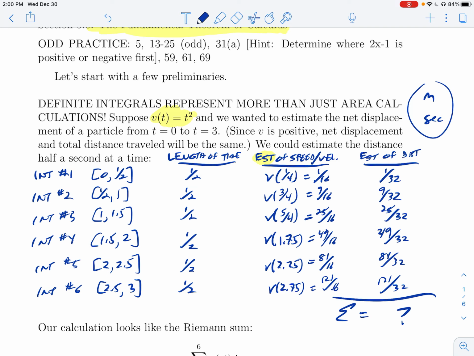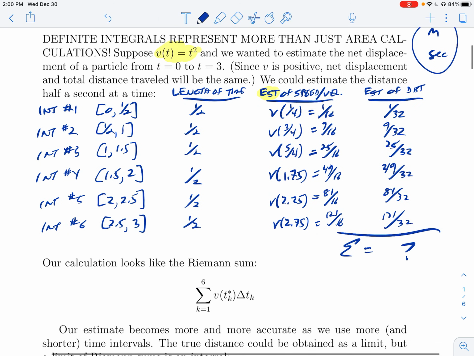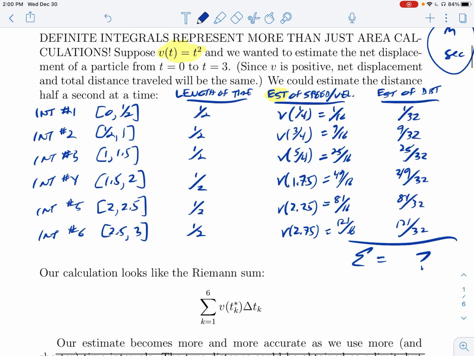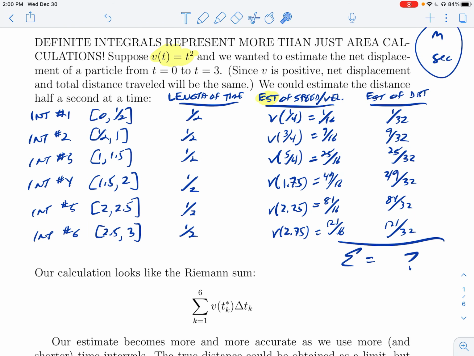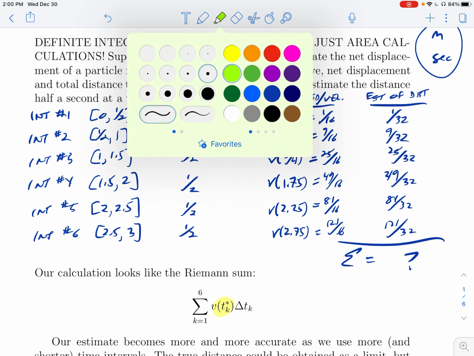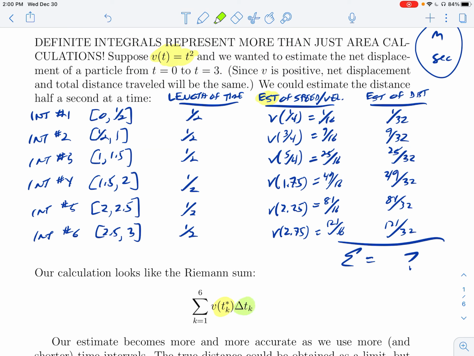Now, hopefully you're noticing that this looks familiar. This looks like a Riemann sum. What we're doing in each one of these calculations is we're taking a value for velocity at some time during that interval, and we're multiplying it by a length of time. And for this example, all those lengths of time are the same. I decided to do it 1/2 second at a time. But here we're doing a value of a function times some sort of interval. Each one of these individually is one distance estimate.